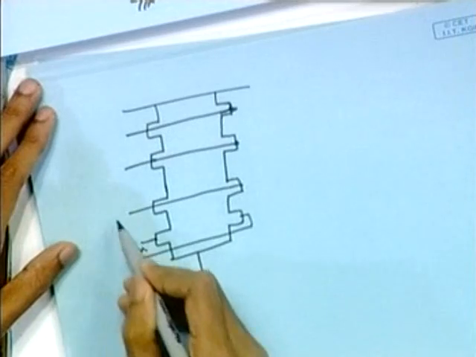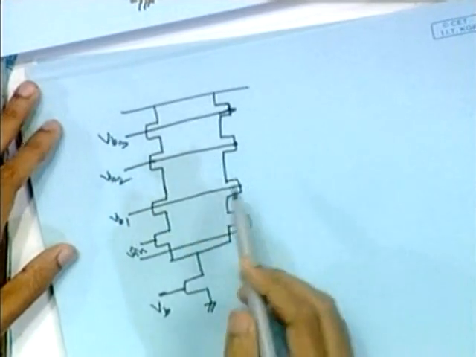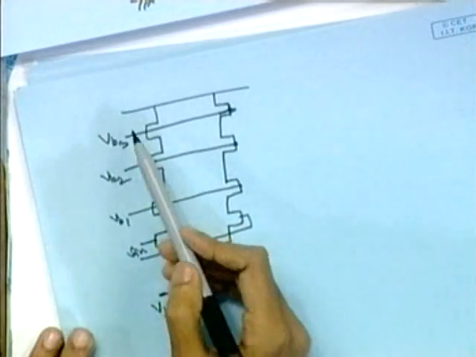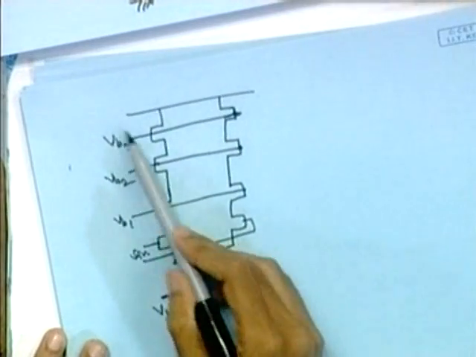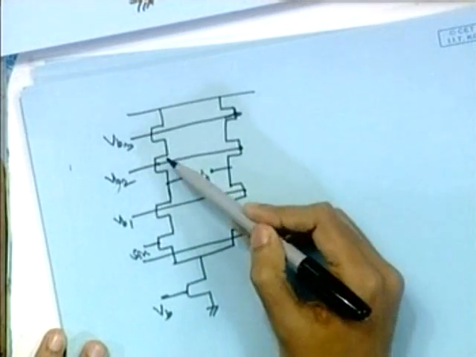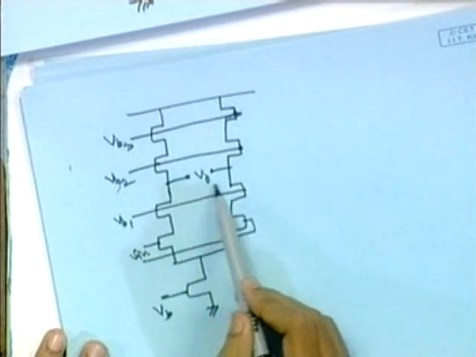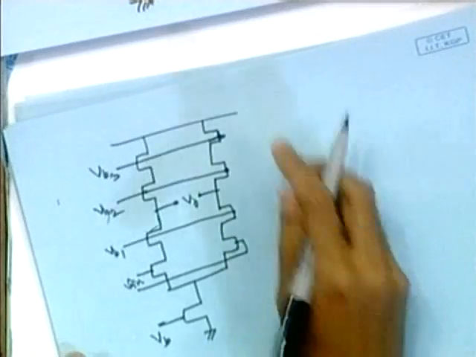This is input, VB1, VB2, VB3, and accordingly you have to generate all these voltages from your current mirror kind of things. So you have to have three current mirrors for generating these voltages, and we are taking output from here, VO. So this cascoded current mirror will increase the output resistance, and as a whole it will increase the gain.